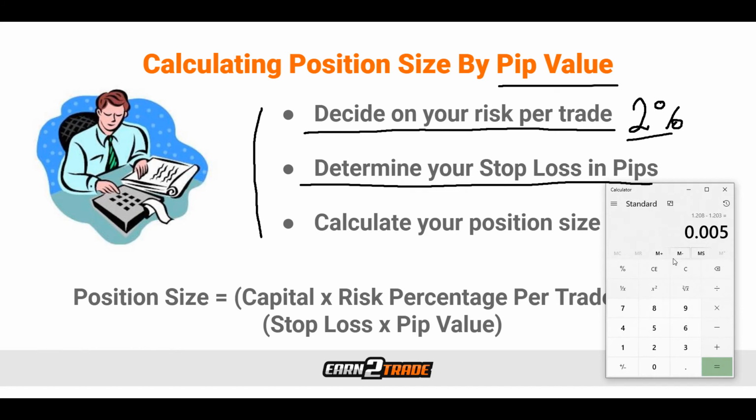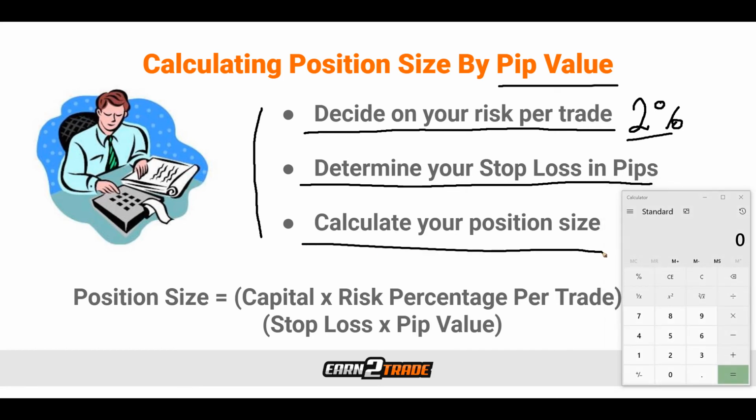And finally, we want to calculate our position size. The simplest way to do this is to divide our risk by our stop loss times the pip value. So that means our position size will be equal to capital times risk percentage per trade, all divided by the stop loss times the pip value. Using these figures, our position size would be something like $100,000 times 2% divided by 50 times $10, which is equal to 2,000 divided by 500, which equals 4. That means our lot size would be 4.